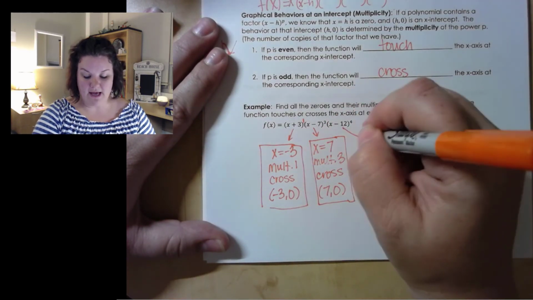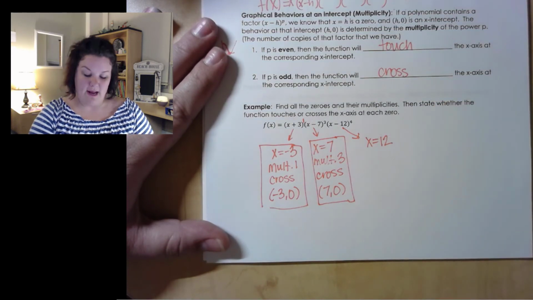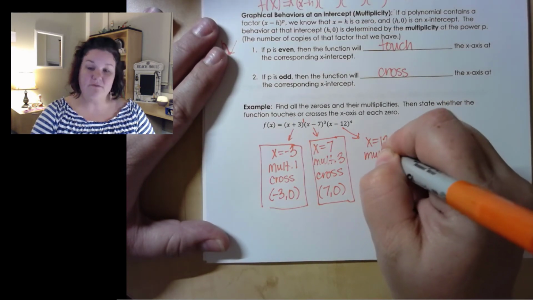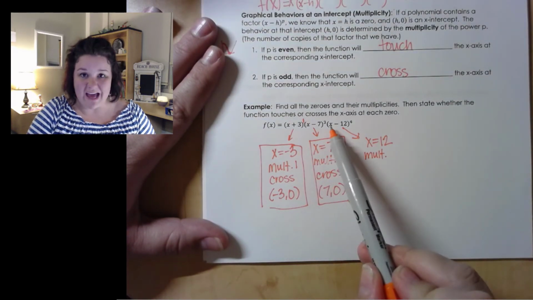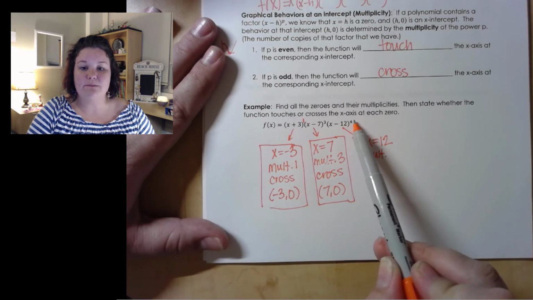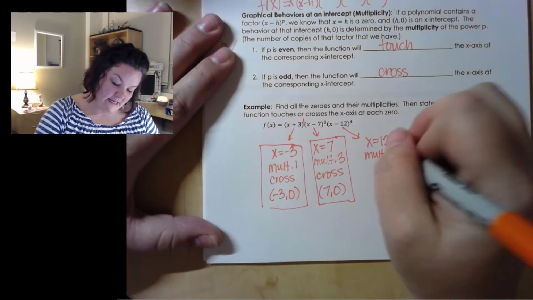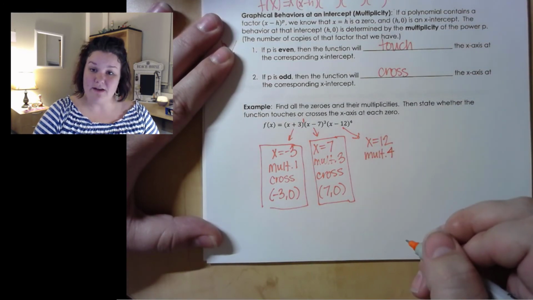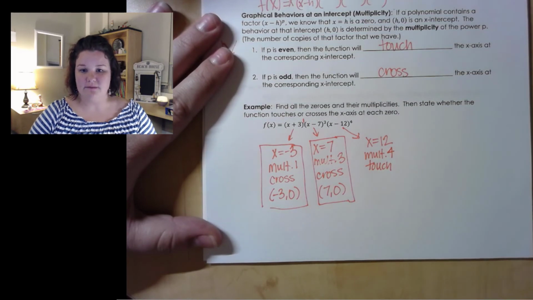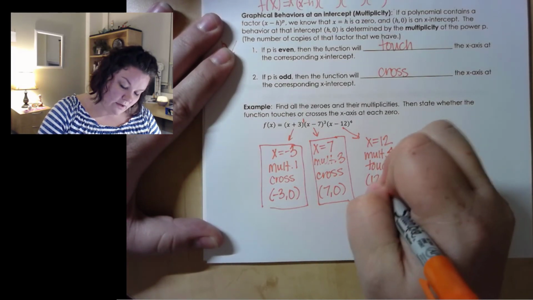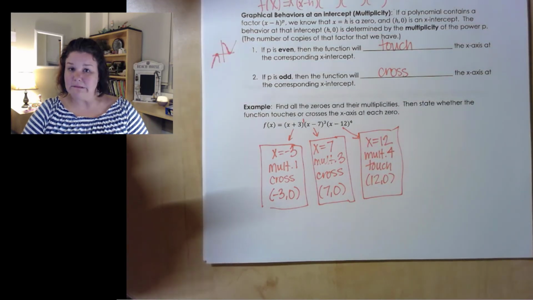And then I want to solve this last one, which will give me x equals a positive 12. Then I want to write the multiplicity of the factor it came from. Notice we're not looking at the power of x. We're looking at the exponent on the factor that it came from. The multiplicity here is 4, which is even, which means our graph is going to touch at that x-intercept, and that x-intercept is (12, 0). Kind of makes sense?